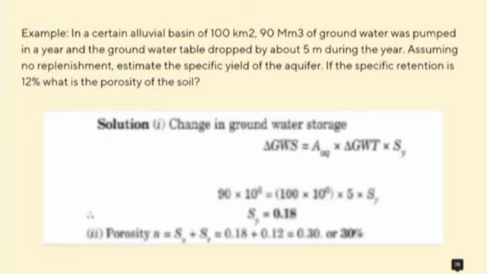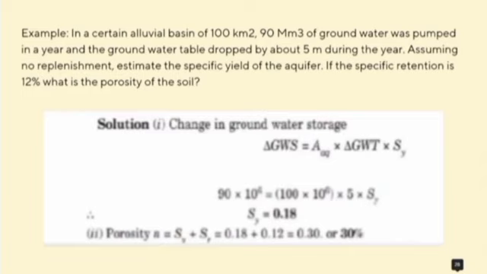We have 90 cubic millimeters as the change in groundwater storage, 100 square kilometers for the area, and 5 meters for the fluctuation in the groundwater table. By substituting all the given values in the formula, you can now solve for the specific yield. It is 0.18. Now let's move on.